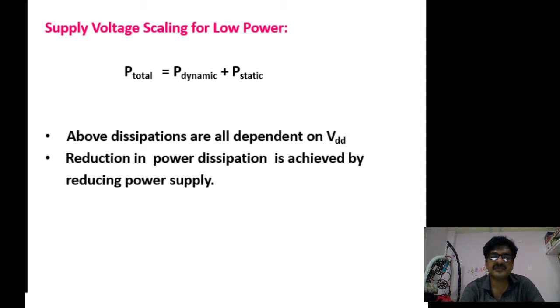With all those, what we understand is that the power dissipation is directly proportional to the applied voltage VDD. So in order to reduce the power dissipation, it is better to reduce the supply voltage. By reducing the supply voltage, you can reduce both dynamic power dissipation and static power dissipation, so that the total power dissipation can be reduced. If you take this as a parameter for reducing the power dissipation, let us see what happens.